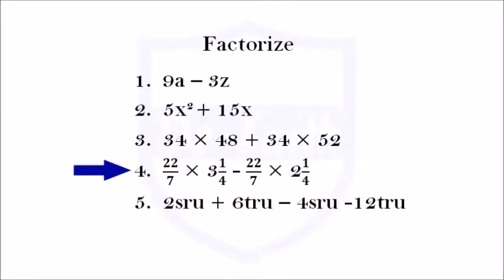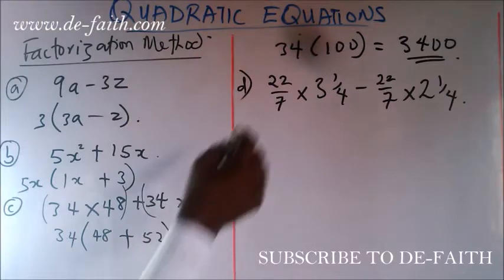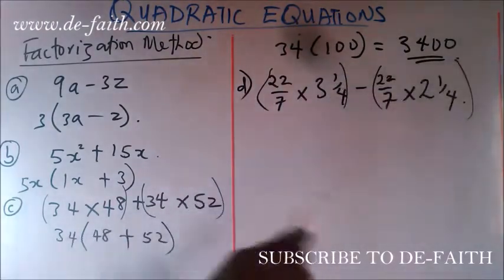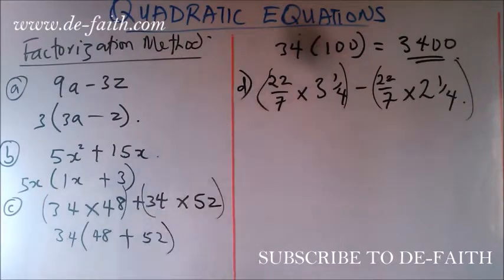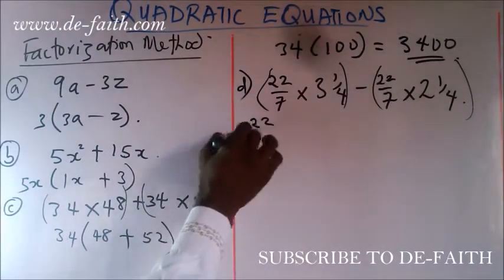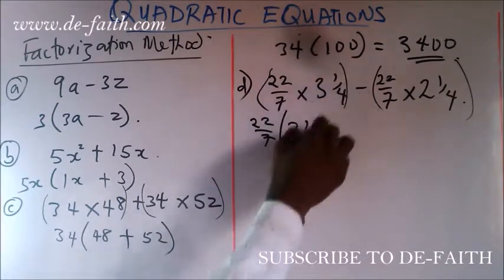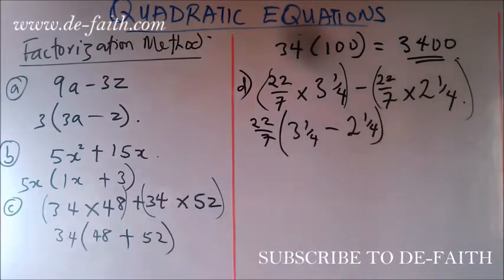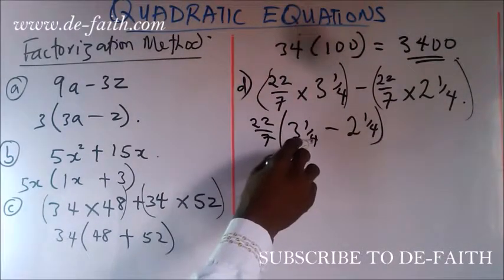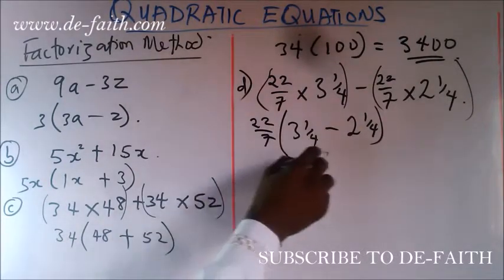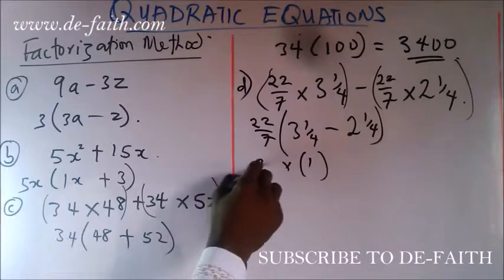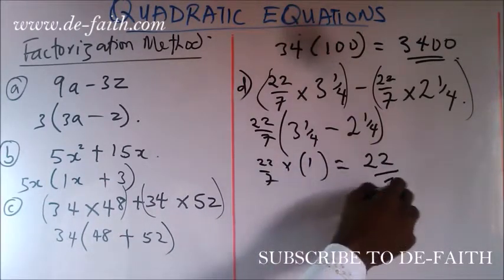3,400 as the answer. D, we have to factorize 22 over 7 times 3 whole number 1 over 4 minus 22 over 7 times 2 whole number 1 over 4. If we take a close look at this as well, we have something common on the two sides of the minus sign. We have 22 over 7 here and we have 22 over 7 here. So we can bring out that 22 over 7 and we have 3 whole number 1 over 4 left, then minus 2 whole number 1 over 4. And so we would have 3 1/4 minus 2 1/4. That leaves us with 1. Then multiply by 22 over 7. So our answer is 22 over 7.